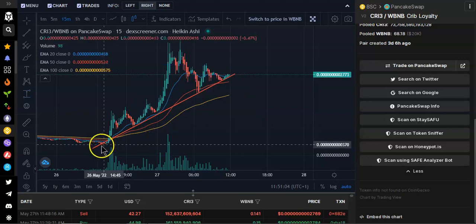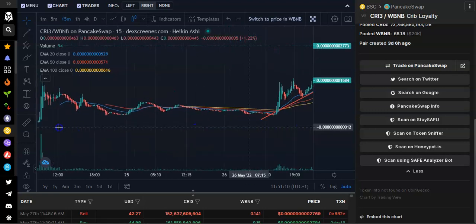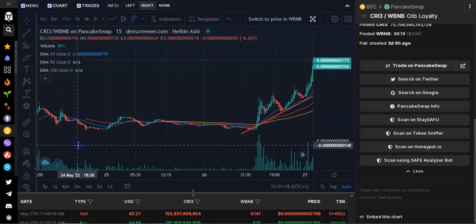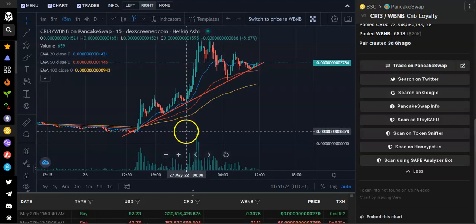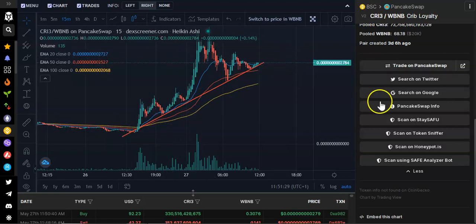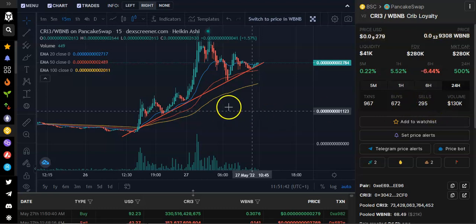But yes, I decided to draw this line right here because the token was launched 3 days ago at a very, very low price. So many zeros, and it was trading sideways, and now the marketing is kicking in. A lot more people are getting to know this project. So as you can see, the token is finally getting its traction. It's a very low cap gem, so 280k market cap, 41k liquidity. And as you can see right here, way more buys than sells, which is really, really good to see.